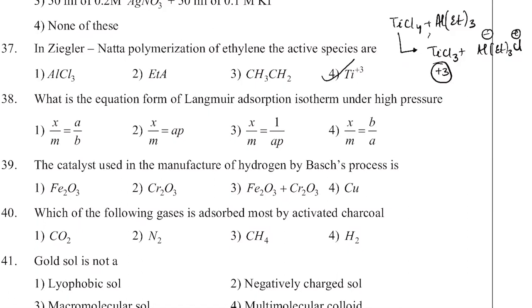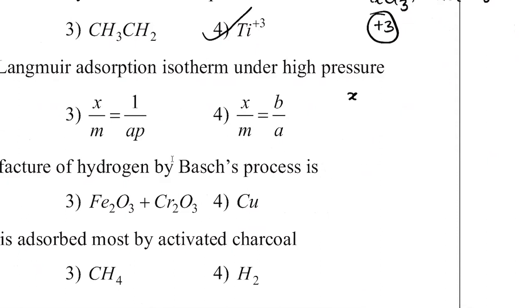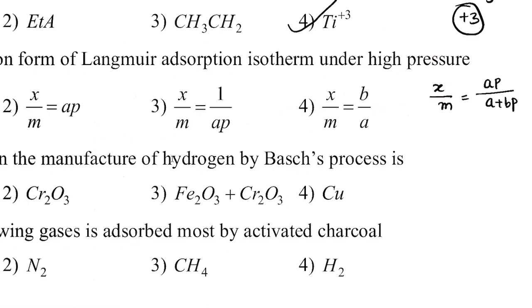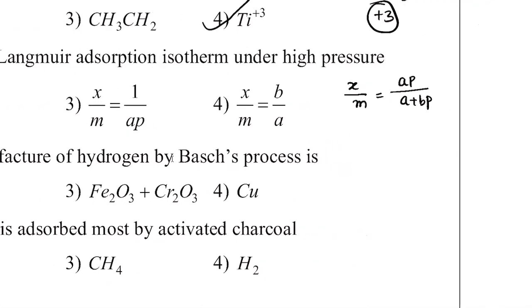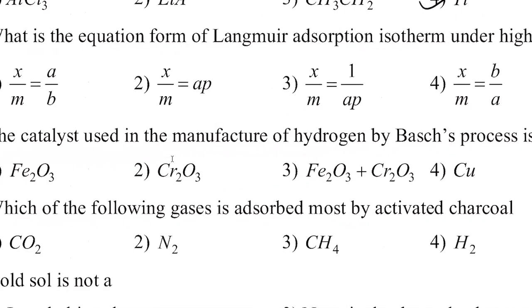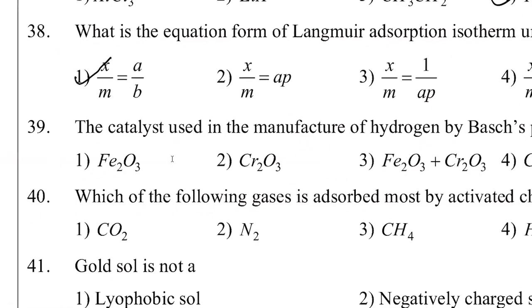So which is 38. In 38, what is it given? What is the equation of Langmuir adsorption under high pressure? First, if you check Langmuir's adsorption isotherm, this is x/m = aP/(1 + bP). At high pressure, this pressure part is very high, so the 1 can be ignored here. So I can write this as aP/bP. So P and P will get cancelled. x/m is equal to a/b. So x/m is equal to a/b. That will be the answer.